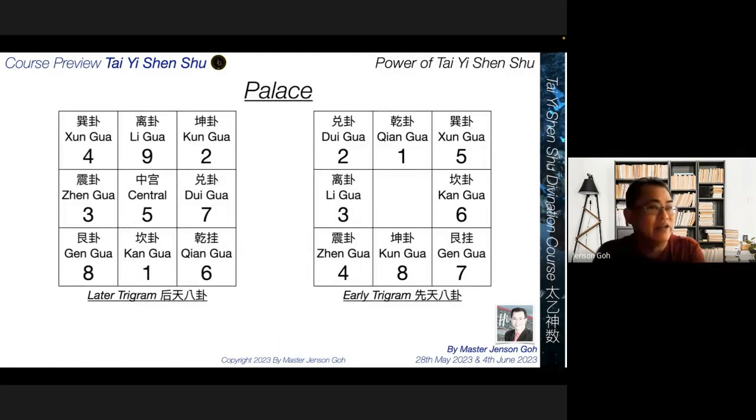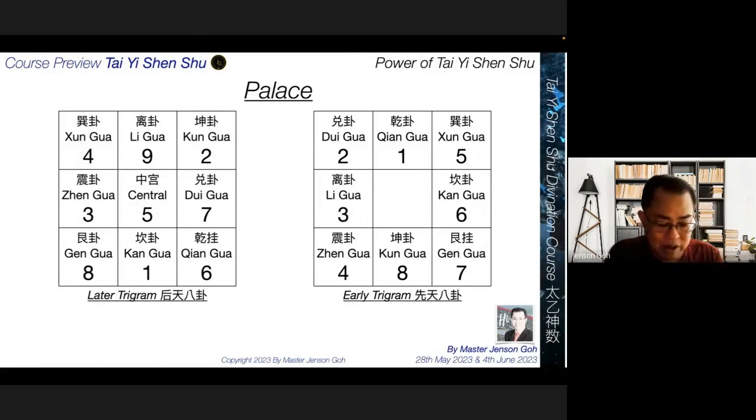On the right hand side, you see the early trigram, where the qian is on top, kun is below. The trigram on your left, the later trigram, is from the Luo Shu, where you can find that the qian is on the northwest, kun is the southwest, south is the number 9, and 1 is the kan. So this is the Luo Shu that most of us have learned, early trigram and later trigram.